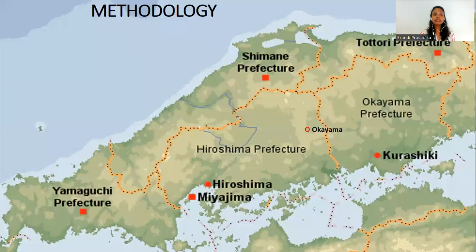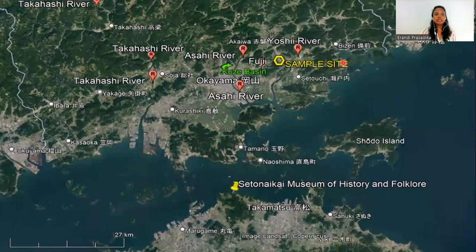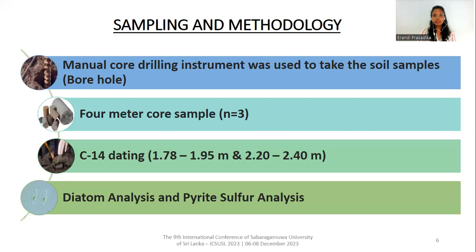Here you can see the Okayama Plain where we have found this sampling site. And here you can clearly see the sampling site, and the southern part of this site faces the Inland Sea, which contains several small islands belonging to Okayama. So let's talk about the sampling and methodology.